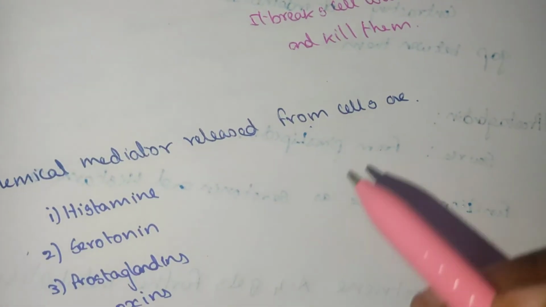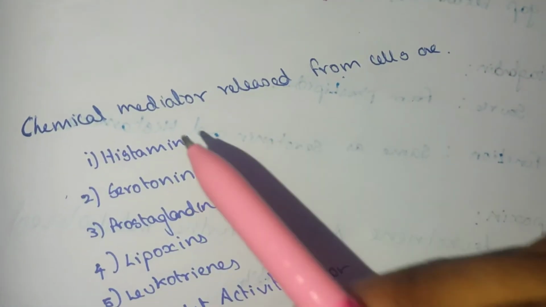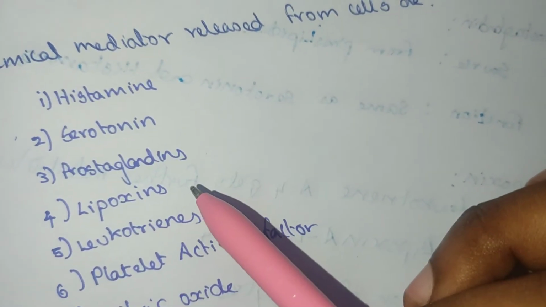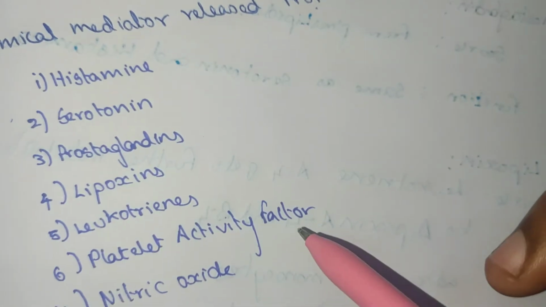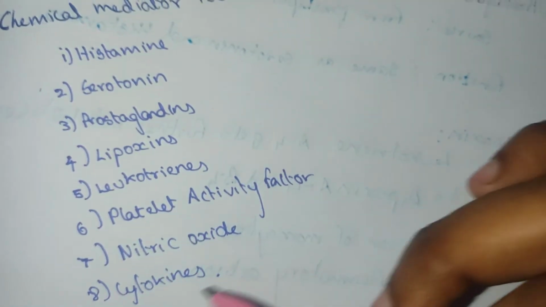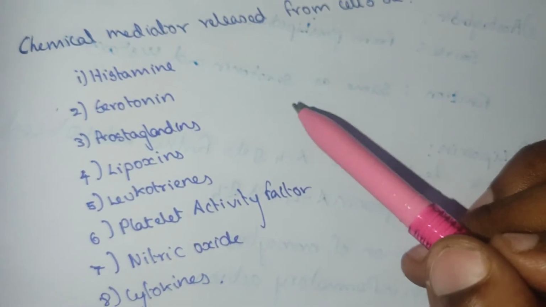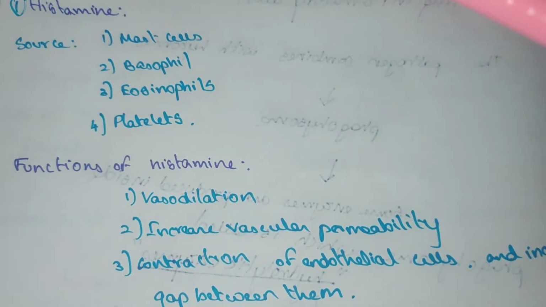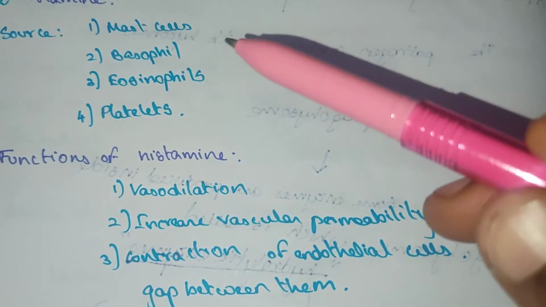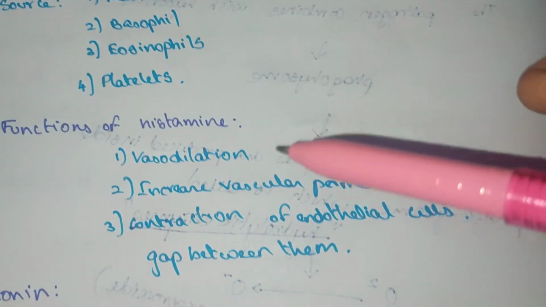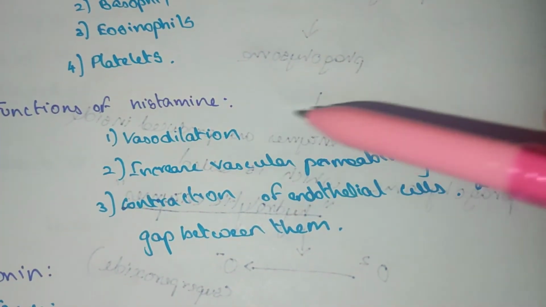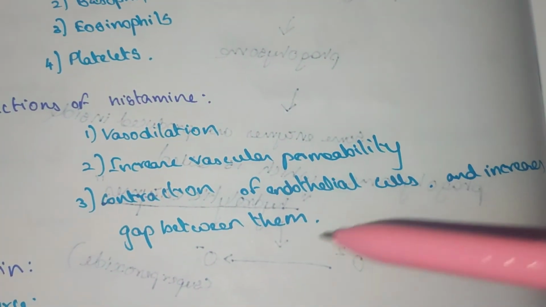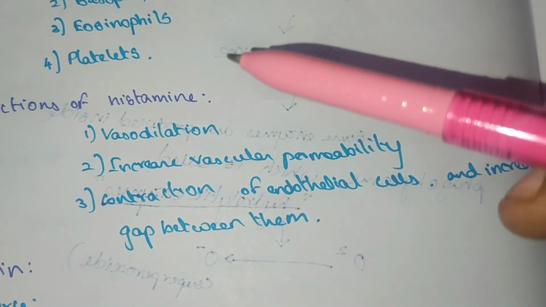The chemical mediators released from the cells are histamine, serotonin, prostaglandin, lipoxin, leukotriene, platelet activating factor, nitric oxide and cytokines. This is an important question which is asked in the university exam. Histamine: the source is mast cell. It is produced by mast cells, basophils, eosinophils and platelets. Function: it helps in vasodilation, increases the vascular permeability, and causes contraction of the endothelial cells, increasing the gap between them.